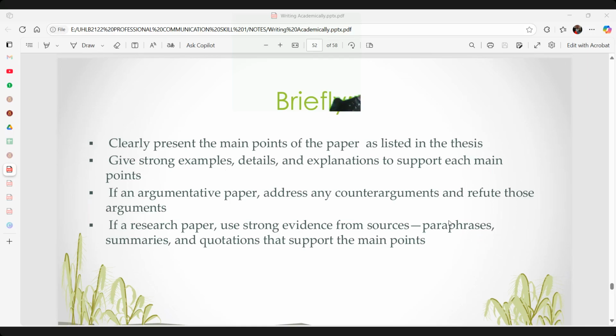If you are writing an argumentative paper, address any counter arguments and refute those arguments. If a research paper, use strong evidence from sources, paraphrases, summaries, and quotations that support the main points. Okay? So basically, when you're doing your research, when you're doing your internet Googling, make sure you use very strong evidence from sources.